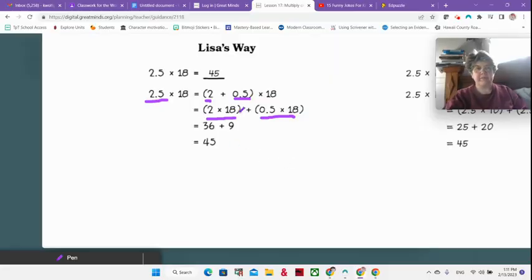Because we might even know what 2 times 18 is, or we could write it down and just do a quick 2 times 18, 36, right? Then we have our 36. We might know that 5/10 times 18 would be half of 18. So that would be 9. And then we add them together and we get 45.